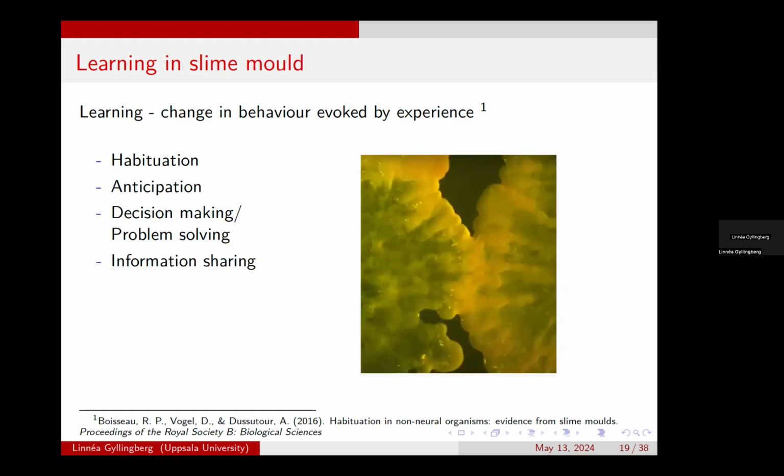And it also can share information. So one slime mold cell and another cell can fuse together and become one cell. And if this slime mold knows the anticipated periodicity of this event or has habituated to the salt or whatever, it will share it with this slime mold. And then they can separate and then they will both know this information, which is quite crazy, I think.